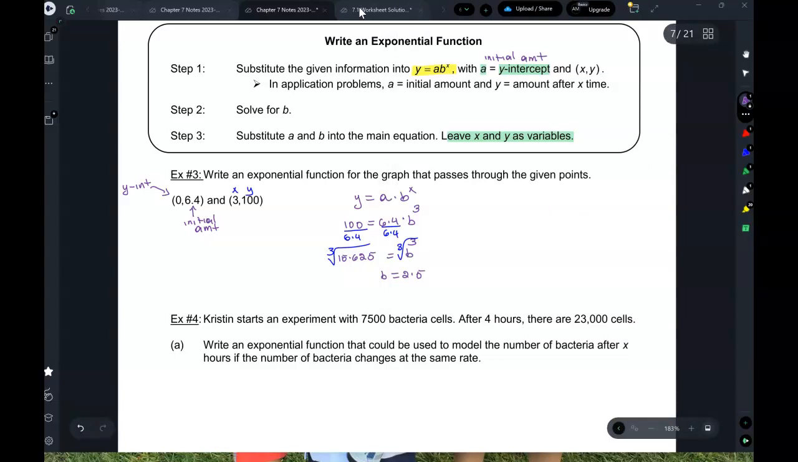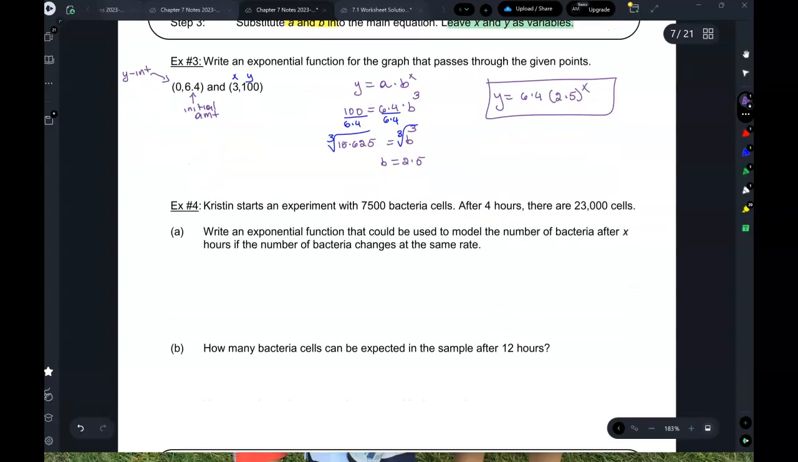Okay. So now we're back here. Substitute A and B into the main equation. Right? Substitute A and B. Leave X and Y. So Y is equal to A times B to the power of X. So that is your final equation. Okay? Wait, you wouldn't multiply though because you have to... No. Okay. So let's go to the next one.